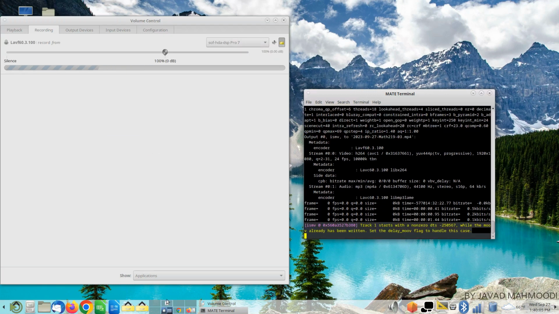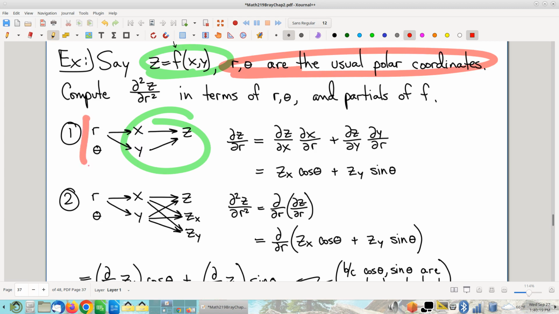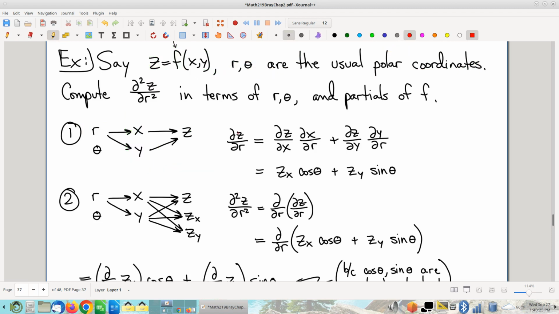Okay, so here's where we were last time. We were talking about how to do second derivatives with the chain rule. And so just a quick reminder of what we did last time. Z is a function of x and y, and r and theta are the usual polar coordinates, and that gives us this diagram. We start off by taking the partial with respect to r.